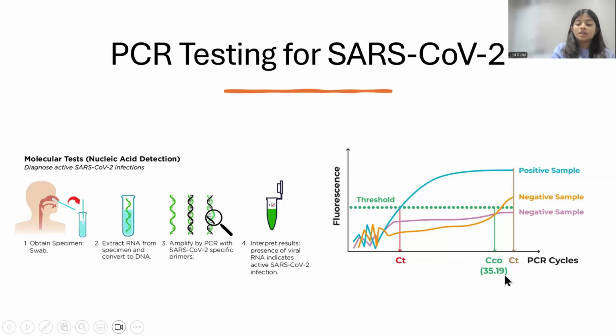As I mentioned, the number of cycles in a PCR reaction is ideally 30 to 40. So if your detection happened at a later cycle, maybe at the 35th cycle, then that means your sample does not have that strong of a virus.